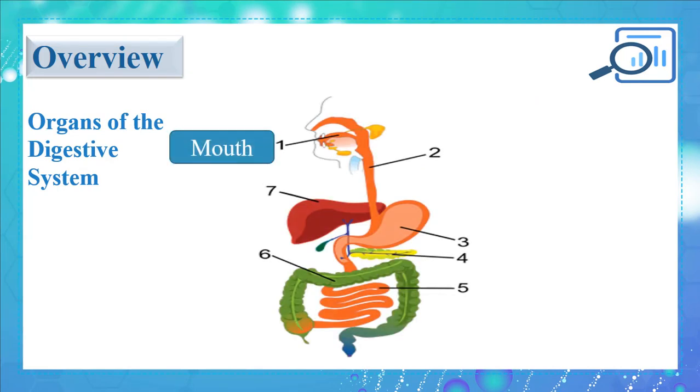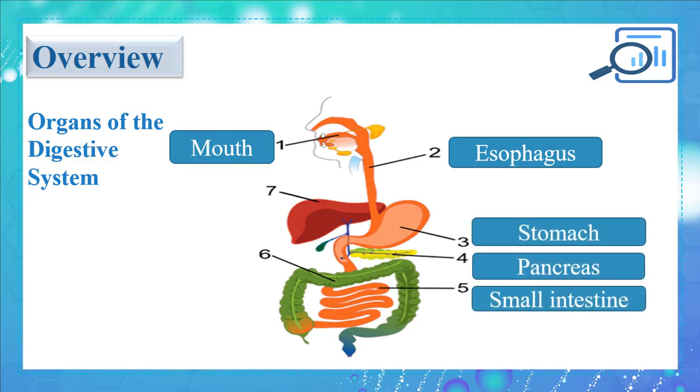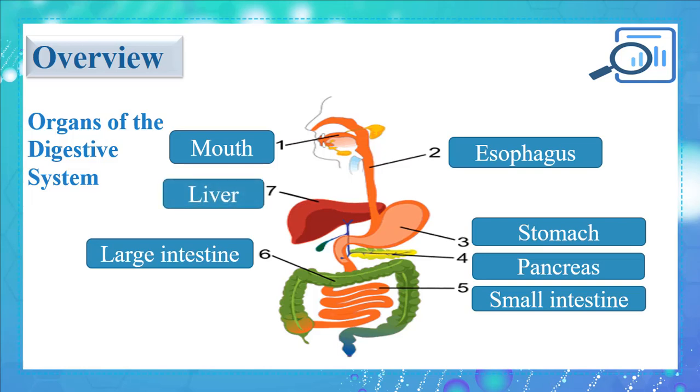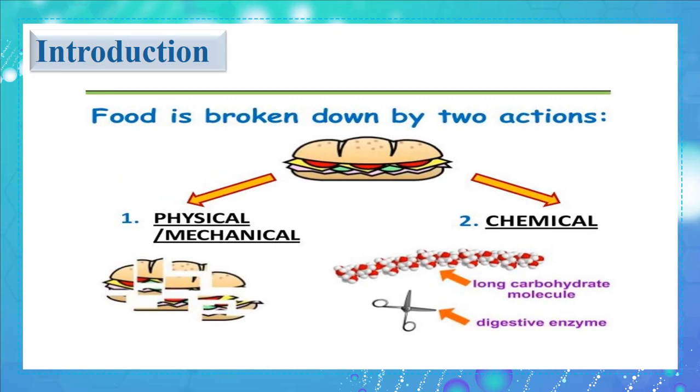So first of all, we have the mouth, the esophagus, stomach, pancreas, small intestine, large intestine, and liver. The main function of the digestive system is to break down the food into smaller molecules that can be absorbed by our blood and then transported to all body organs. While food is in the digestive system, it undergoes mechanical and chemical digestion.